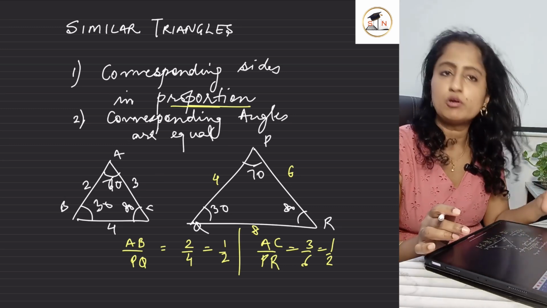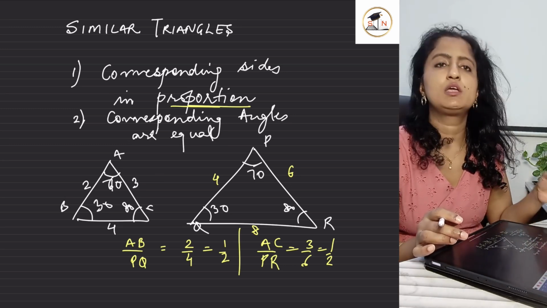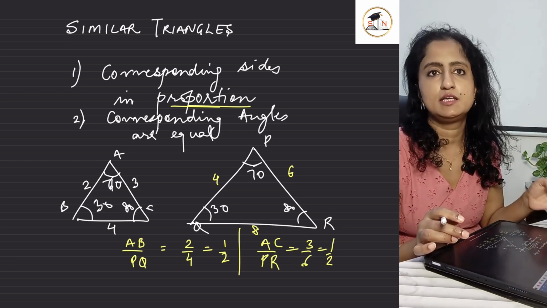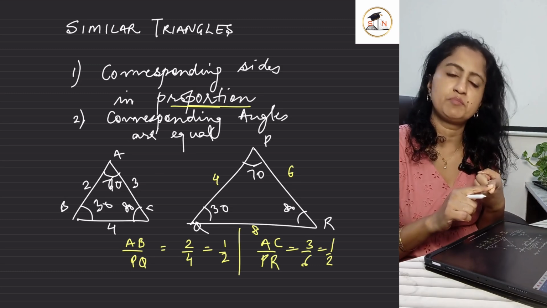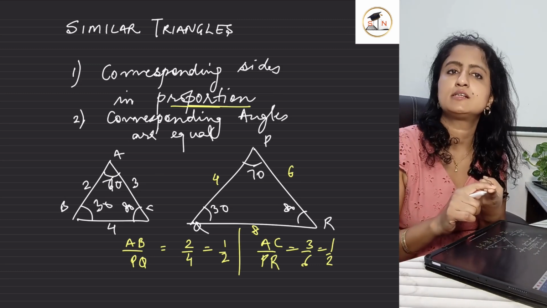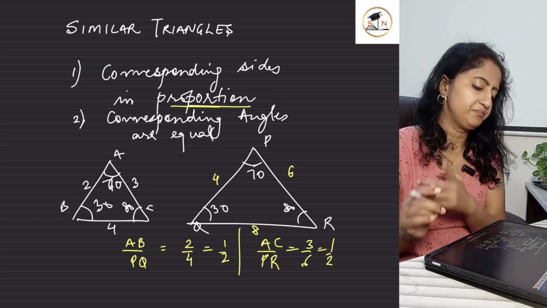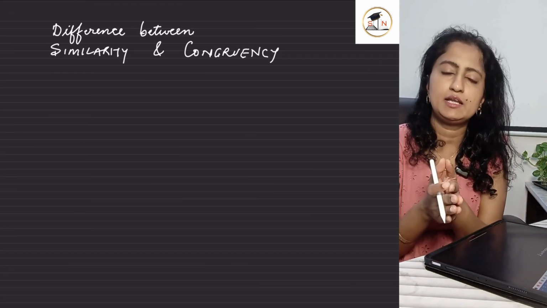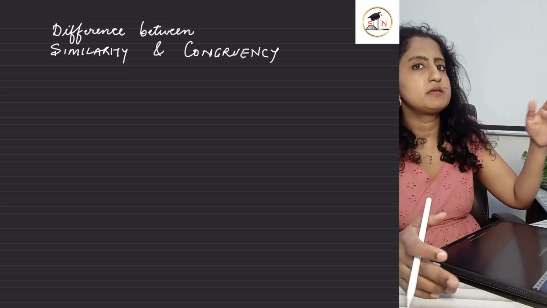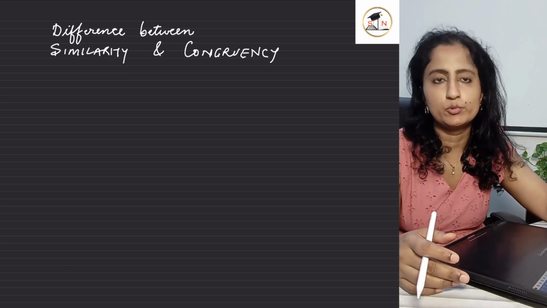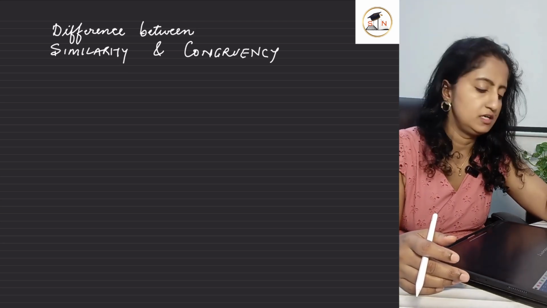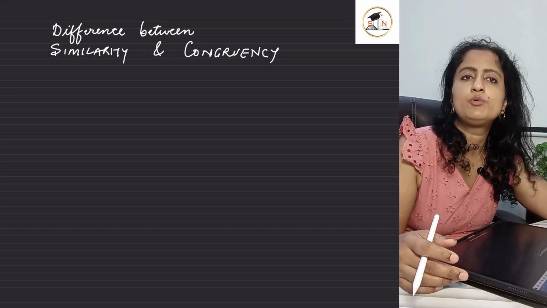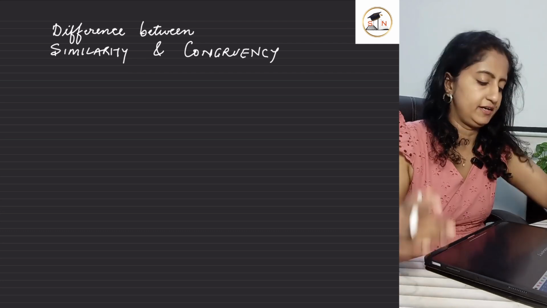We are not talking about equal sides over here. We are talking about sides being in proportion. That is similar triangles. The corresponding sides are supposed to be in proportion and the corresponding angles are supposed to be equal. Now, let's understand what is the difference between similarity and congruency. By now, you are well versed with congruency, which you dealt with last year. But now we are going to deal with similarity. So it is very important to understand how they both are different.